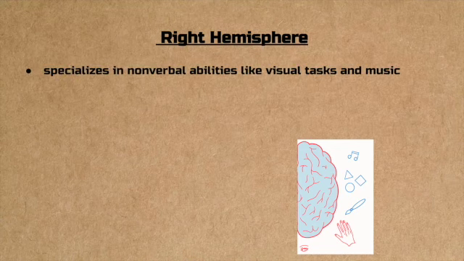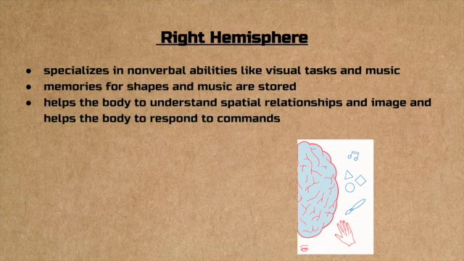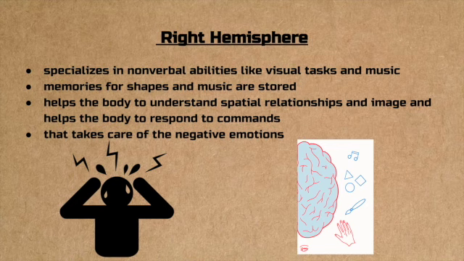The right hemisphere specializes in nonverbal abilities, like visual tasks and music. This side of the cerebral cortex is where memories for shapes and music are stored. It also helps the body to understand spatial relationships and images and helps the body to respond to commands. While the left hemisphere takes care of the positive emotions, the right hemisphere seems to be the one that takes care of the negative emotions.